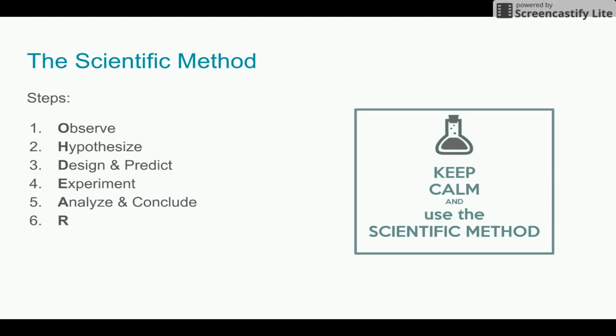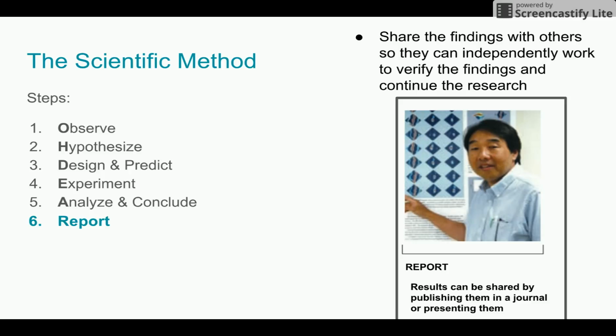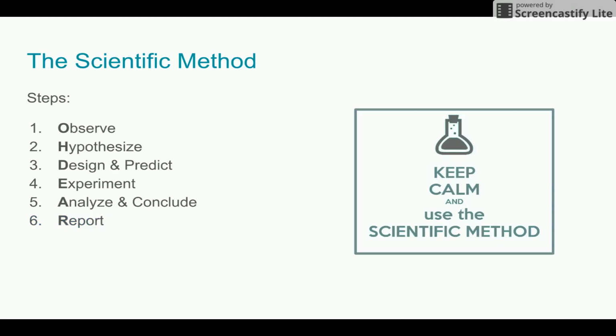And the 6th step in the scientific method is to report. So we want to share our findings with others so that they can verify those findings and they can maybe continue research and research similar things. So those are the 6 steps of the scientific method.